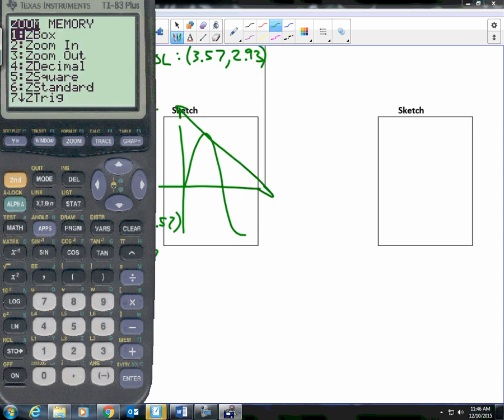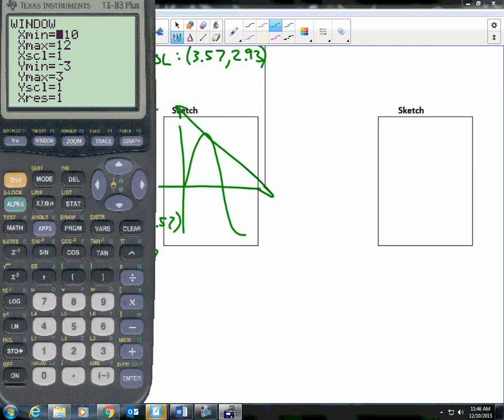Yeah, from my window, I got -10, 12, -15. Yep, because it's a radical, and I want you guys to see how you do with a radical.